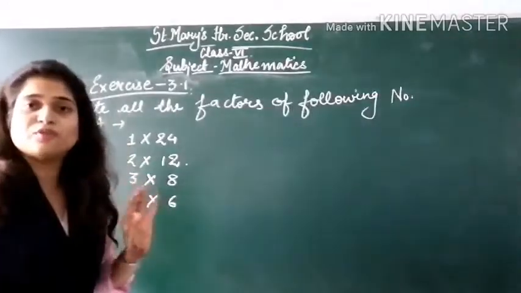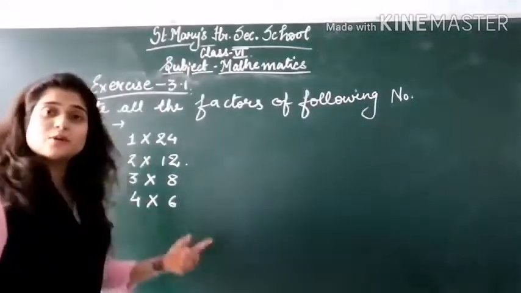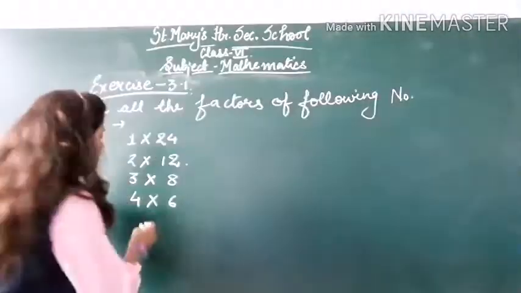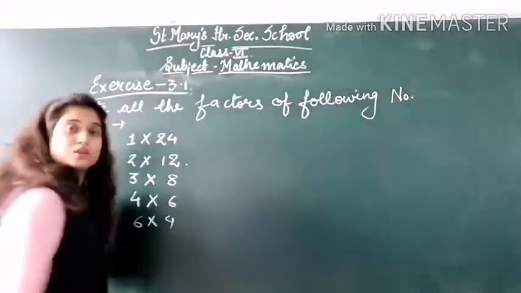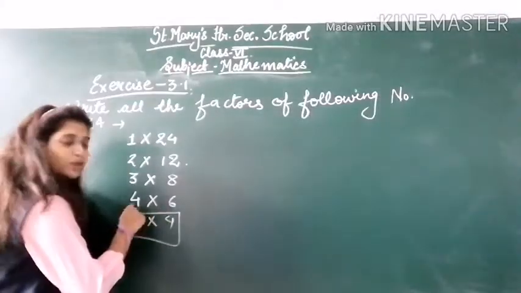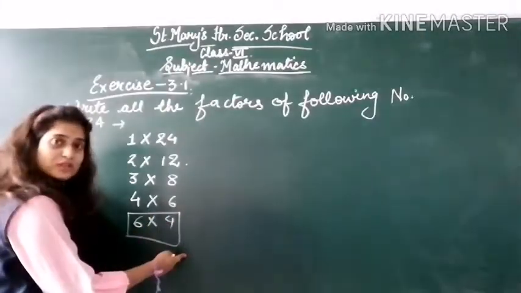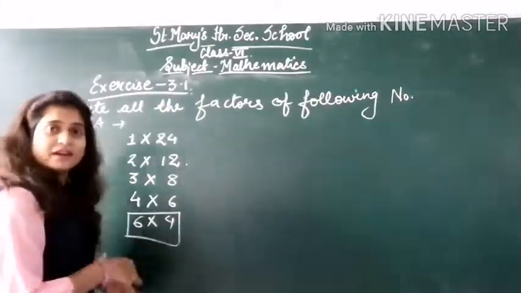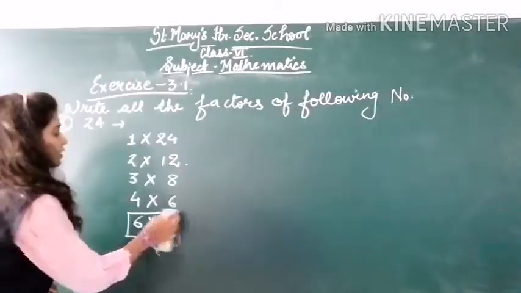And in 5's table 24 does not come. And in 6's table 24 comes 4 times. 6 into 4 is 24. Here now repetition comes. Here also 4 into 6 is there. Here also 6 into 4 is there. So we will not write this step here.